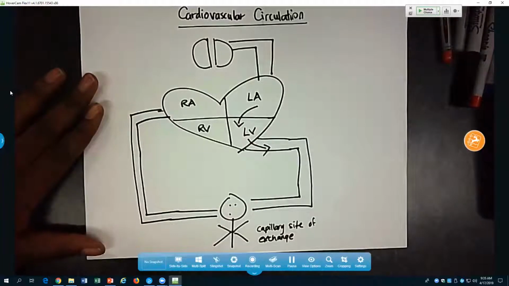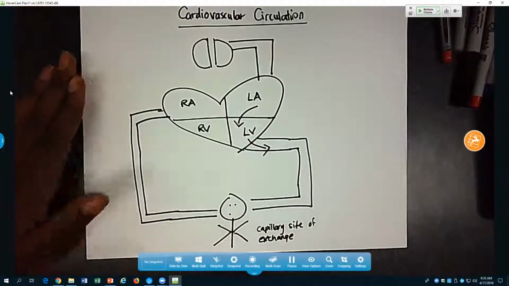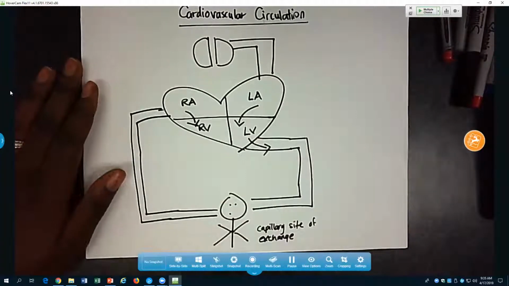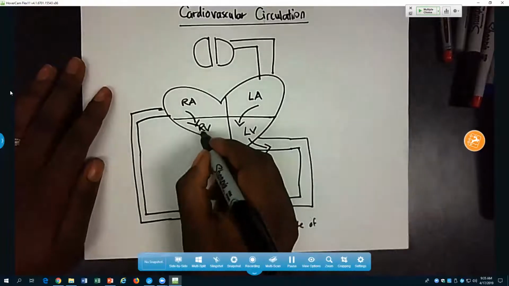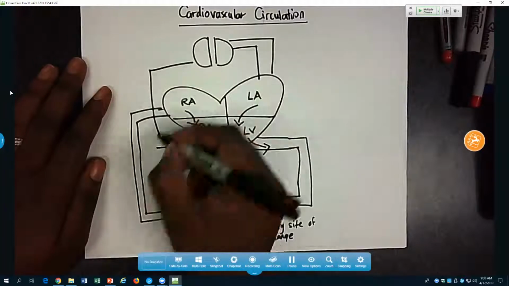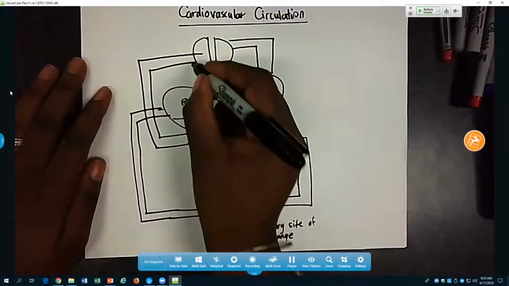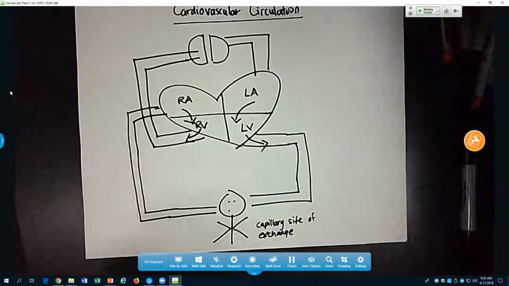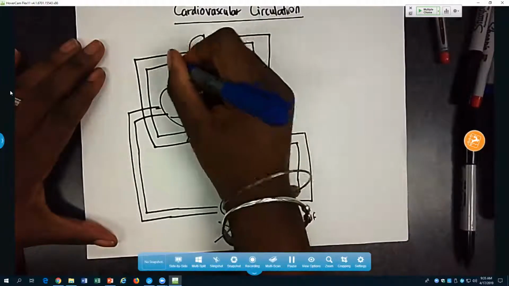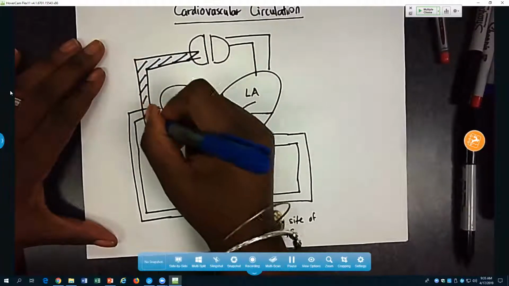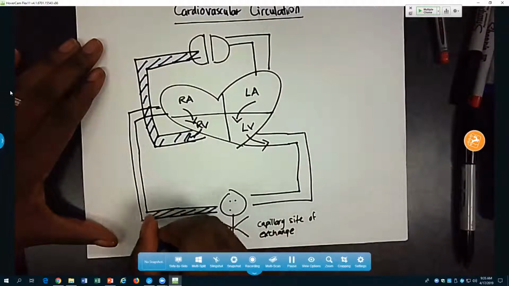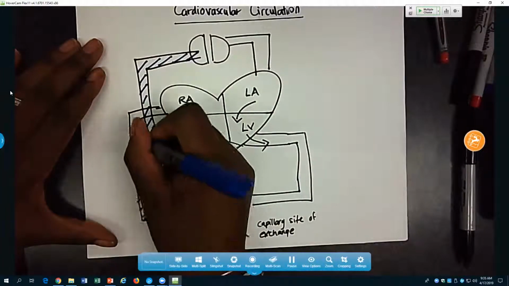And then from the right atrium, again, blood is going to go through one of those AV valves, make its way to the right ventricle, and then it's going to leave the heart once again and make its way right back to the lungs. And so essentially we have deoxygenated blood, and I'm going to draw it in blue. Deoxygenated blood here, leaving the body tissues, going back to the right side of the heart.